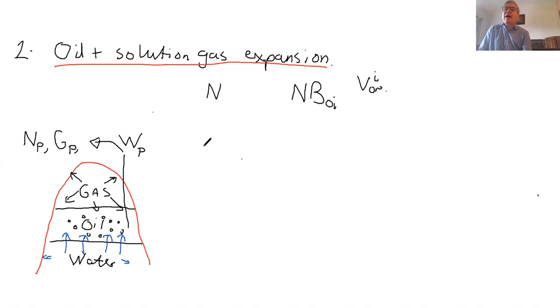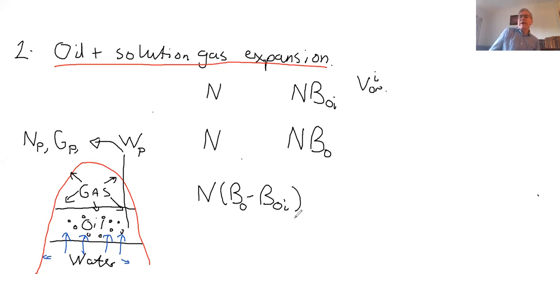So we still have the same volume N, don't we? So its reservoir volume is N B_o. So the expansion of oil is going to be B_o minus B_oi. That's fine, but above the bubble point, as I drop the pressure, the oil expands, B_o goes up, that's a positive number. Below the bubble point, it shrinks. And so it seems like a shrinkage, and that seems a bit weird. I drop the pressure and things shrink.